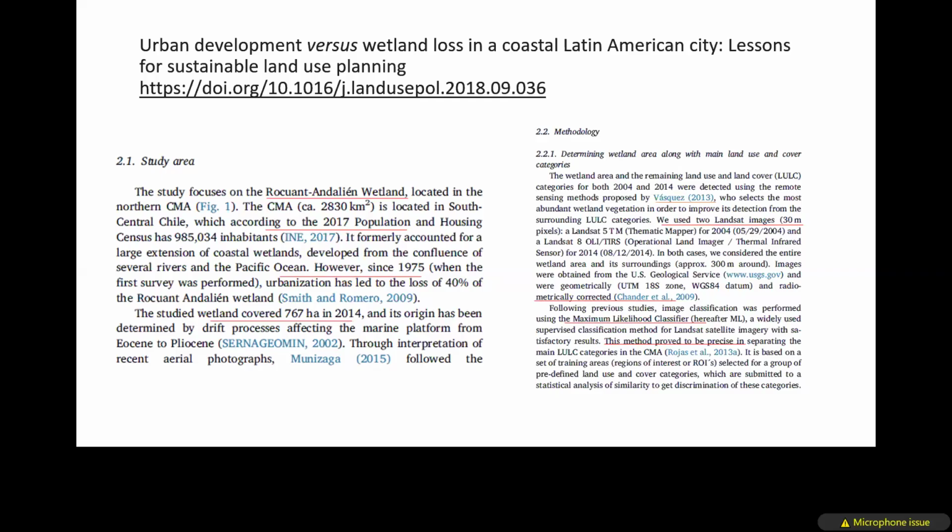According to the 2017 population and housing census, the number of inhabitants, it formerly accounted for a large extension of coastal wetlands developed from the confluence. However, since 1975, there have been some changes. The studied wetland covered 767 hectares. Now, by looking at the description of the study area, you can see he's trying to discuss certain areas with respect to various figures.